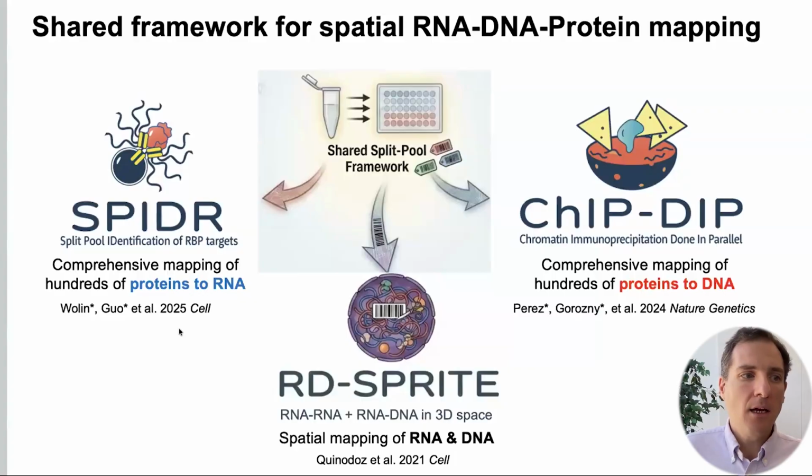And on my last slide, I just want to highlight the shared framework that allowed us to integrate and tackle many of these questions, and that hopefully many of you may also find valuable. It is built on a shared split-pool-based approach from our RNA-DNA SPRITE methods that allow us to map RNA and DNA spatial organization, our SPIDER-based methods, which I didn't talk about here, but if you're interested, was funded by this TDCC program for comprehensive mapping of many different RNA binding proteins to RNA, and our ChIP-DIP method that allows us to generate comprehensive maps of hundreds of different chromatin proteins, histones, and transcription factors to DNA.